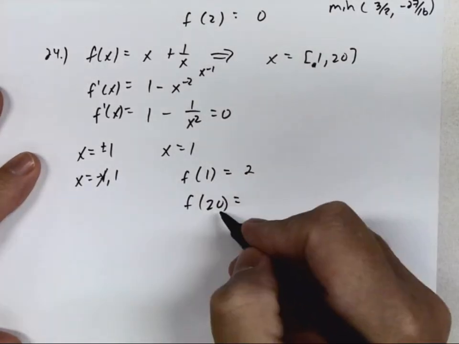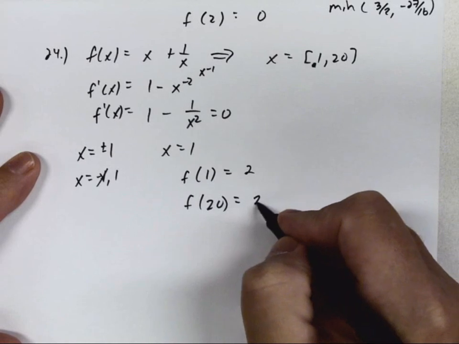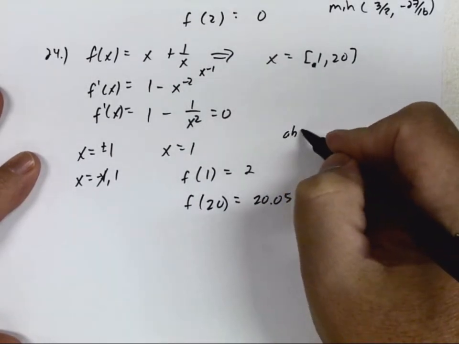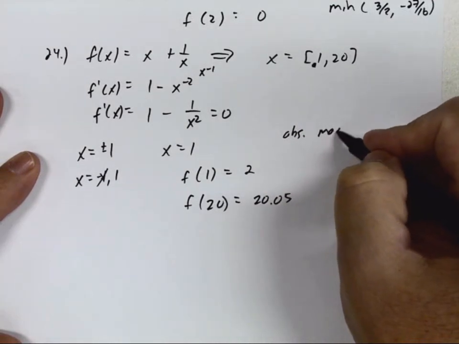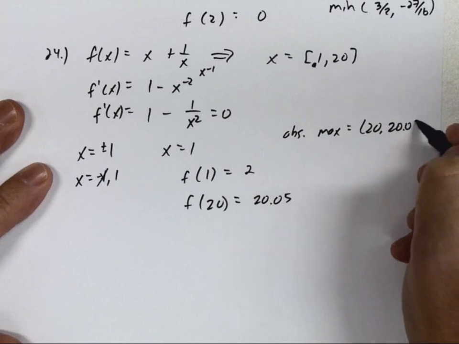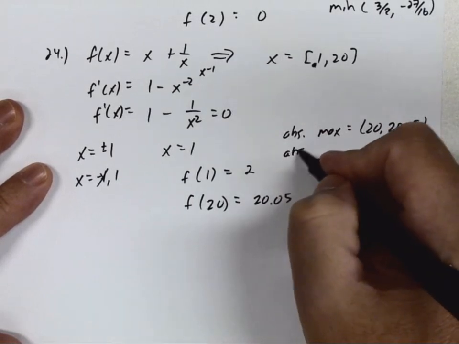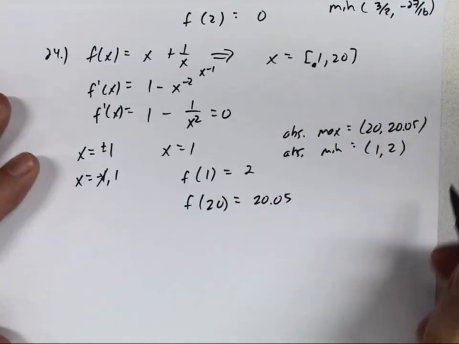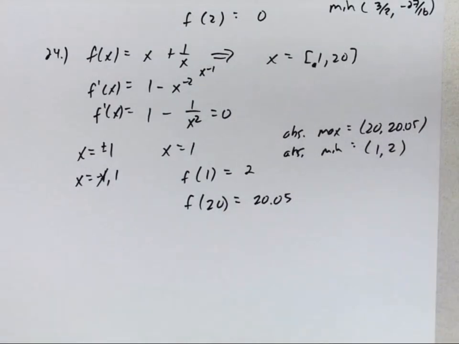f of 1 is 2, f of 20 is 20.05. So the absolute maximum would be 20.05. The absolute minimum would be 1, 2. All right, so that is it. Pretty much worked through all the problems in this review, so hopefully that'll help you all as you prepare for the test.